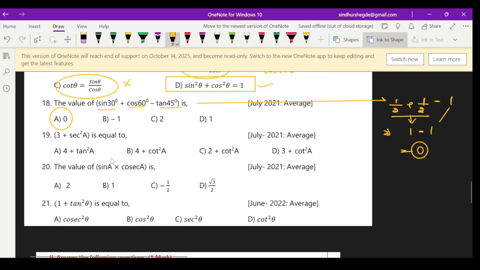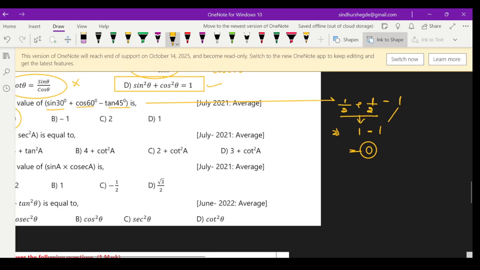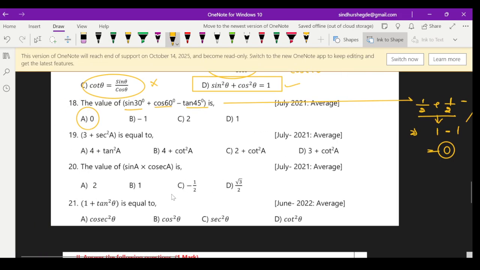Now let's look into the 19th question. The 19th question is 3 plus secant square A.